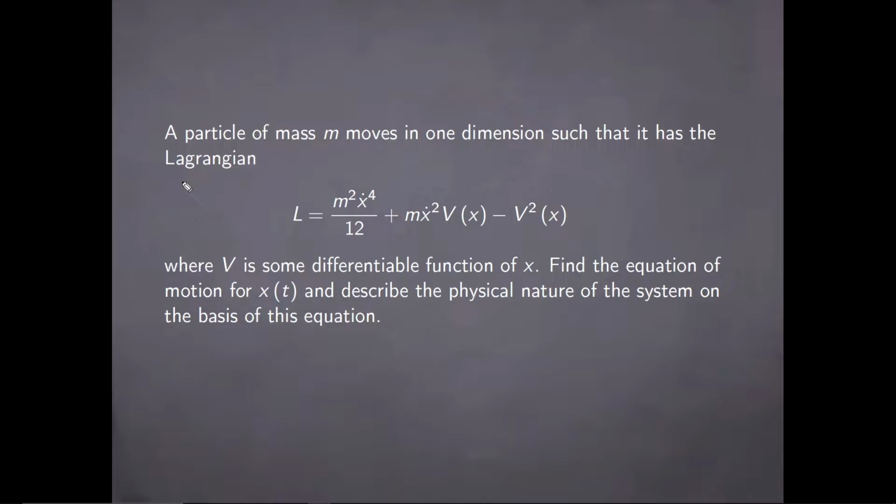The statement of the problem is as follows. A particle of mass m moves in one dimension such that it has the Lagrangian given here, where v is some differentiable function of x. Find the equation of motion for x as a function of t and describe the physical nature of the system on the basis of this equation.